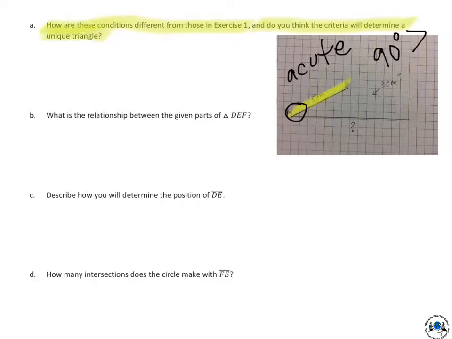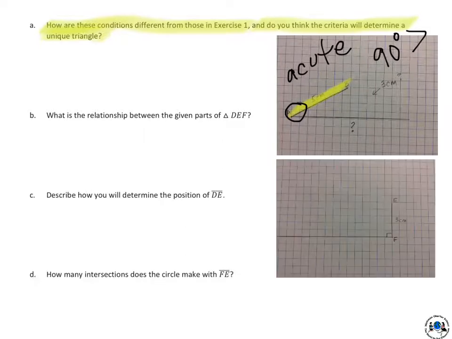Now, the angle we were given the second time around, in exercise 2, was a 90-degree angle, as you can see right here. So it is not acute, it's a right angle. Therefore, it may make a difference, I'm not sure. You probably are sure by now because maybe you've already figured it out. These conditions may or may not determine a unique triangle, or they may just be the same. It may end up being the same idea. That's what I would predict.